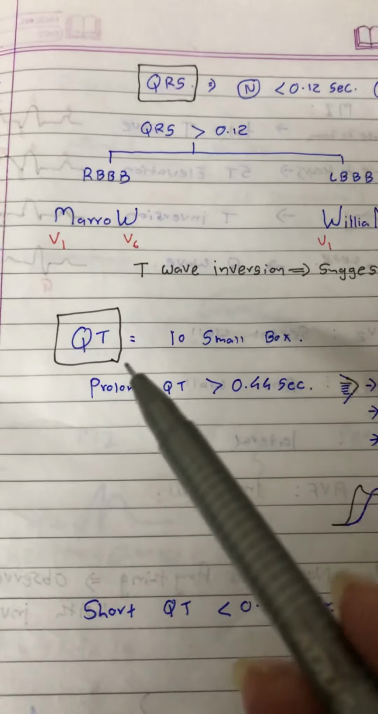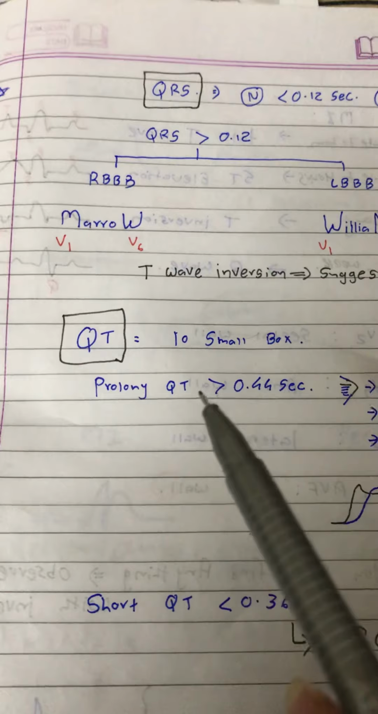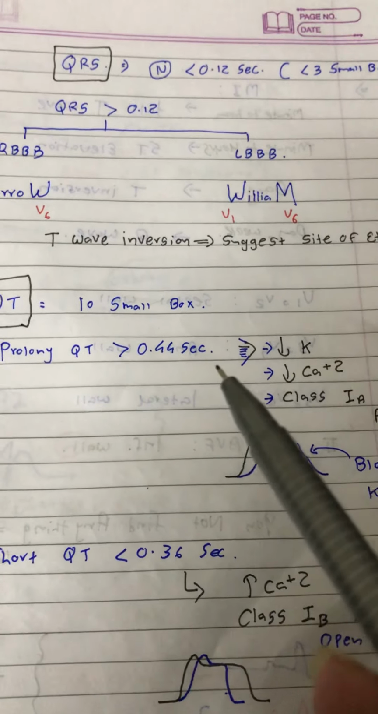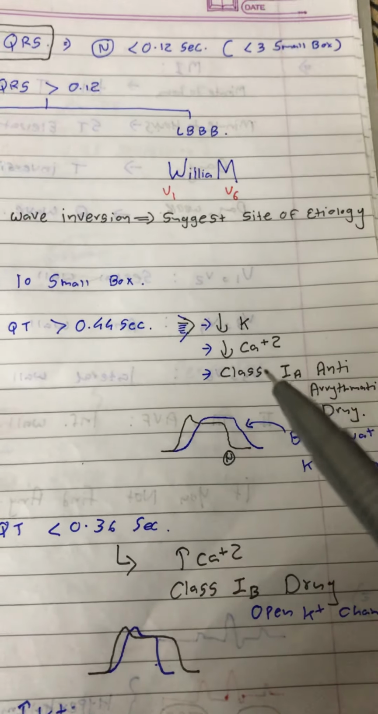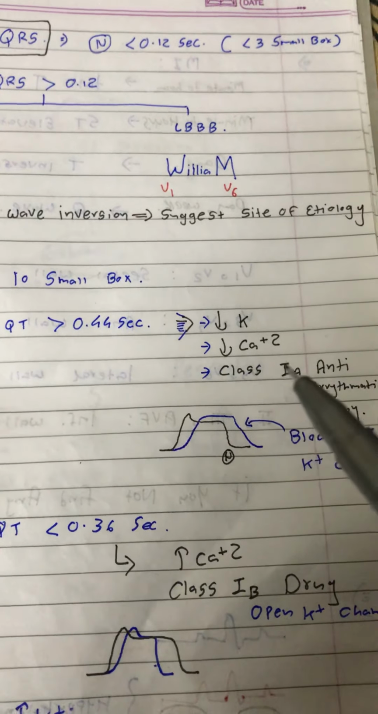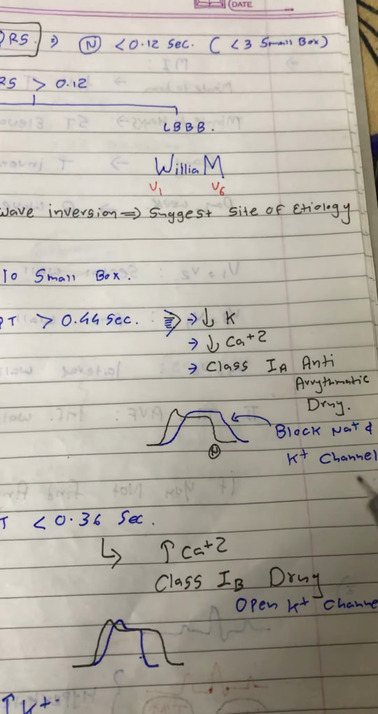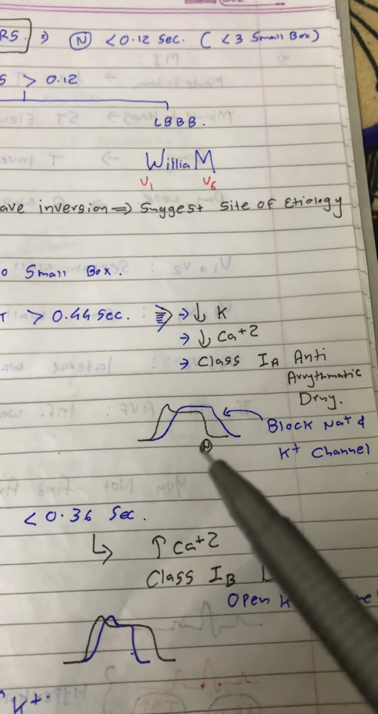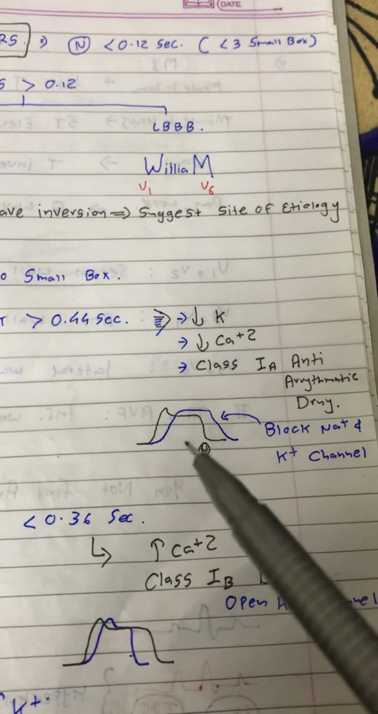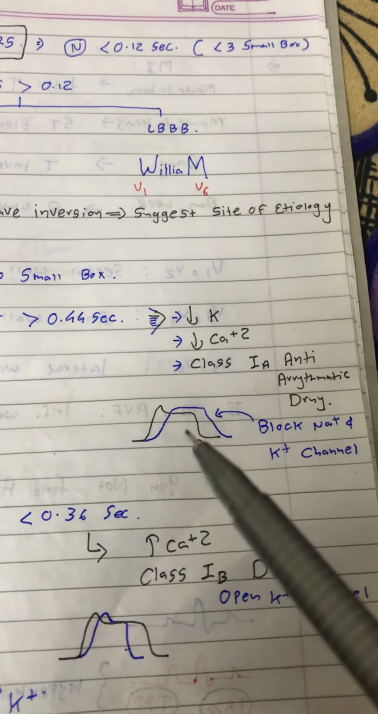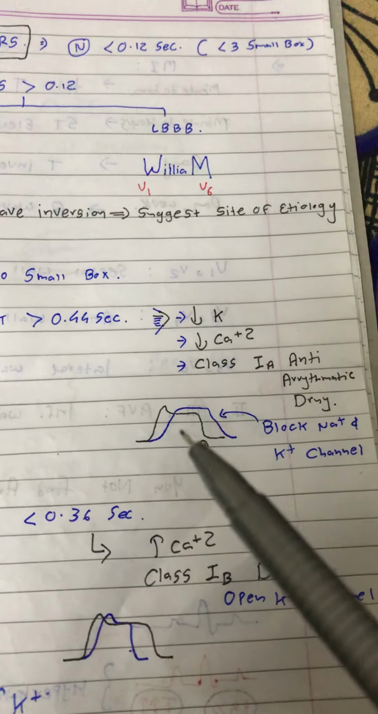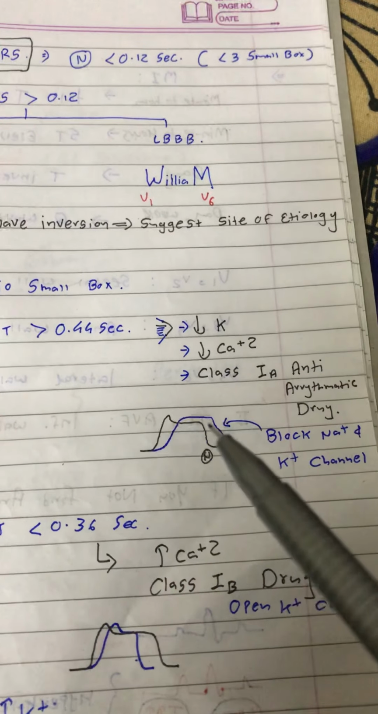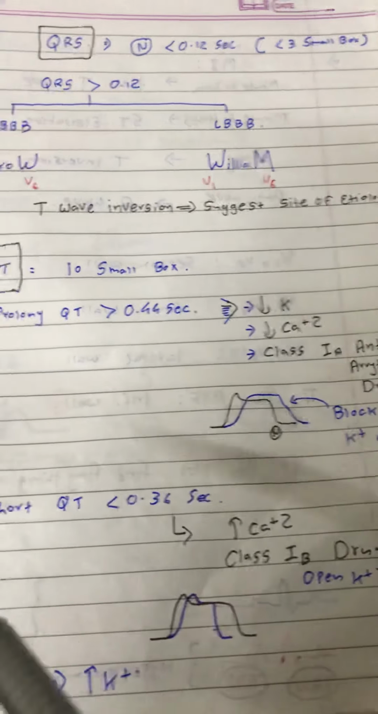Okay, now after QRS we focus on the QT interval. The normal QT is 10 small boxes. Prolonged QT, more than 0.44 second, is seen in hypokalemia, hypocalcemia, and with class 1A anti-arrhythmic drugs. Normally a class 1 anti-arrhythmic blocks sodium and potassium channels. The black one is normal; the blue one is after administering class 1 anti-arrhythmic drugs. You can see a downward slope, meaning sodium channel block, and a prolonged horizontal line, meaning potassium channel block.